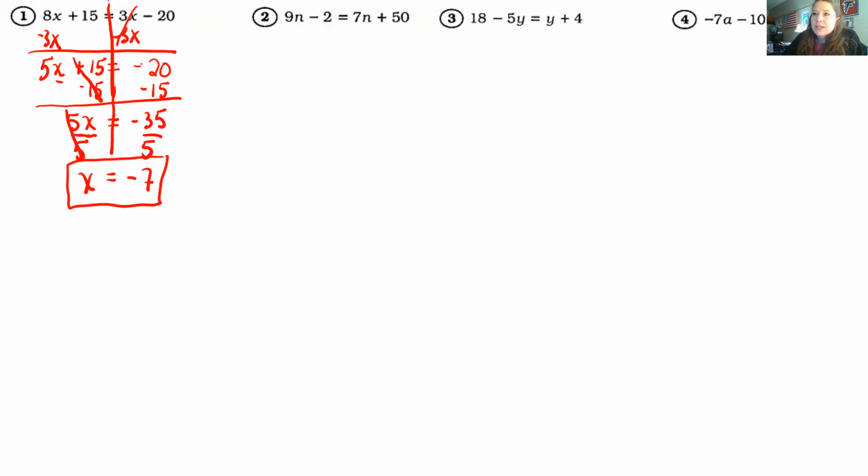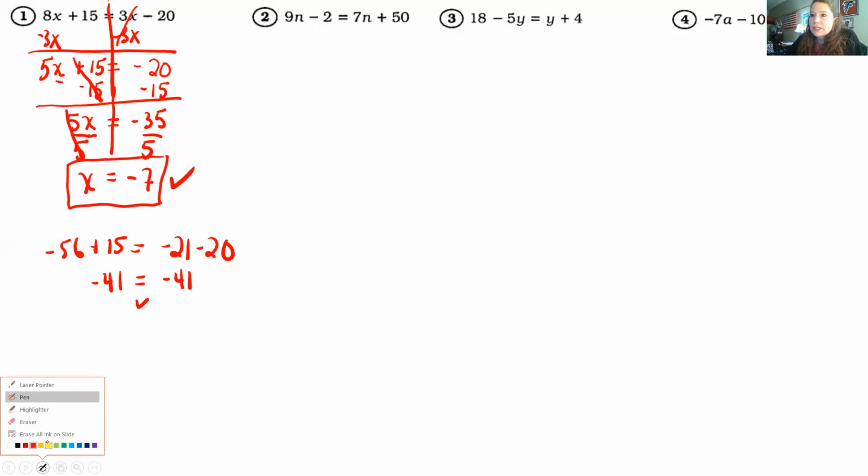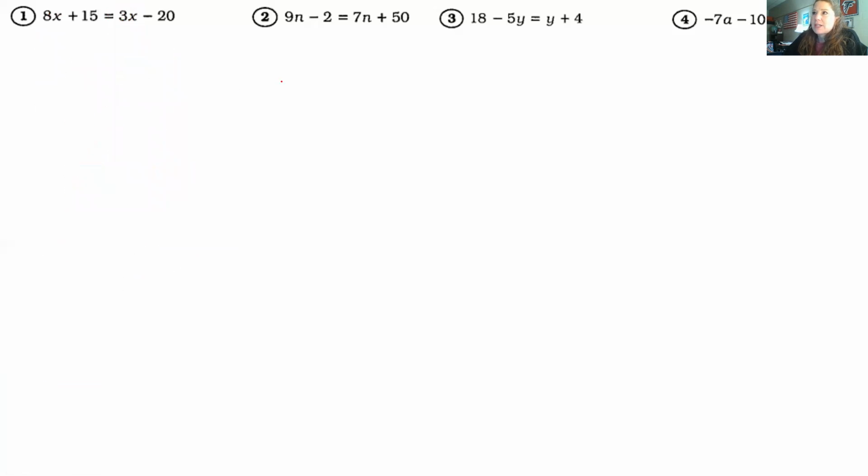And that's the answer. And of course, you can always check your equation answers. So 8 times negative 7 is negative 56 plus 15 is equal to 3 times negative 7 is negative 21 minus 20. And when I check my math, I see that I end up with a negative 41 on both sides of the equal sign, which is true, which tells me my answer here is correct. Right? So you can always check your answers.